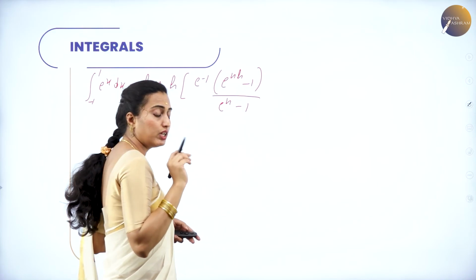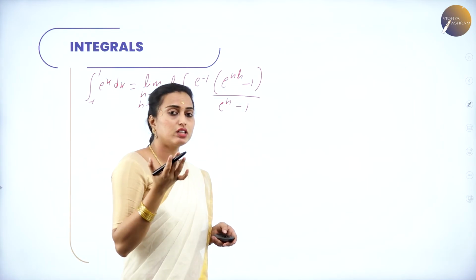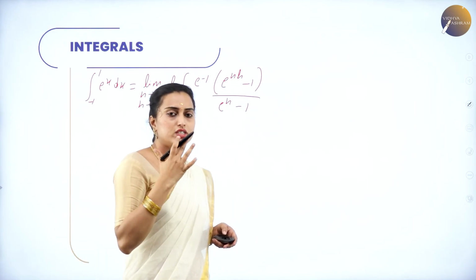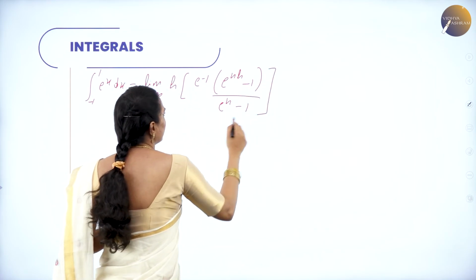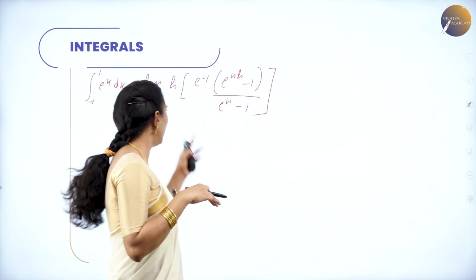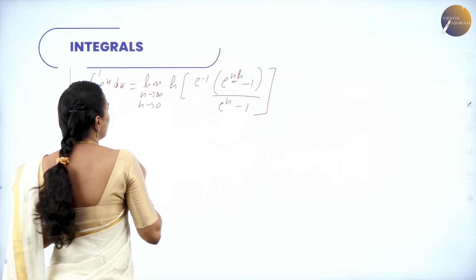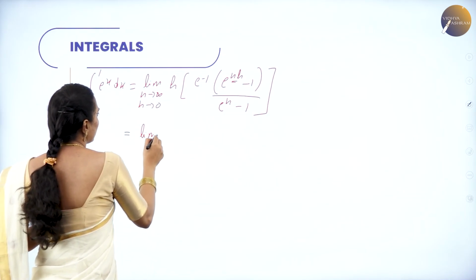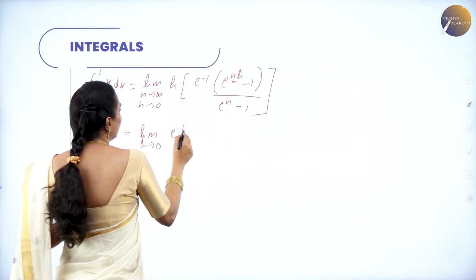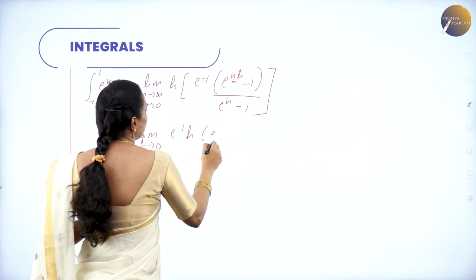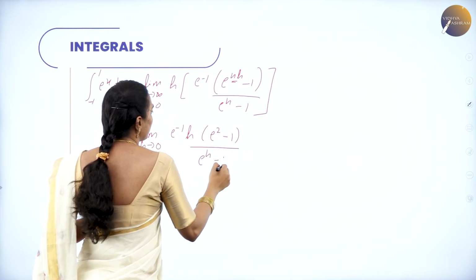I hope you are getting this one. E power h is nothing but r. So r to the power of n, which is e power nh minus 1, divided by e power h minus 1. Now close the bracket. Now here I am going to multiply that h inside, and substituting nh value. nh value is nothing but 2. So limit as h tending to 0, e power minus 1 into h into e power 2 minus 1, substituting nh as 2, divided by e power h minus 1.